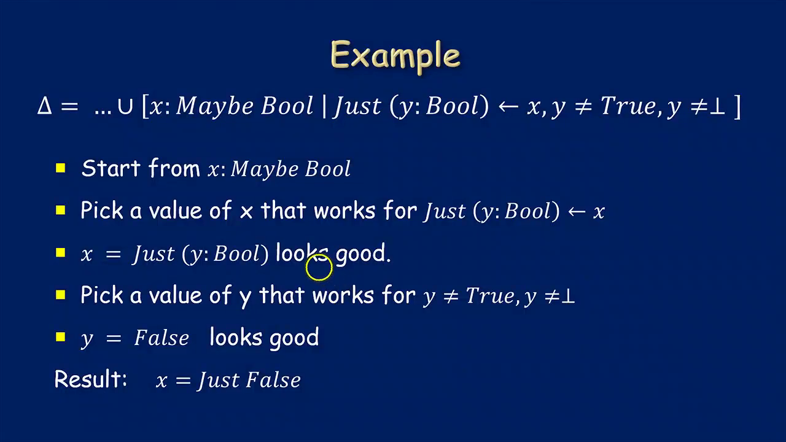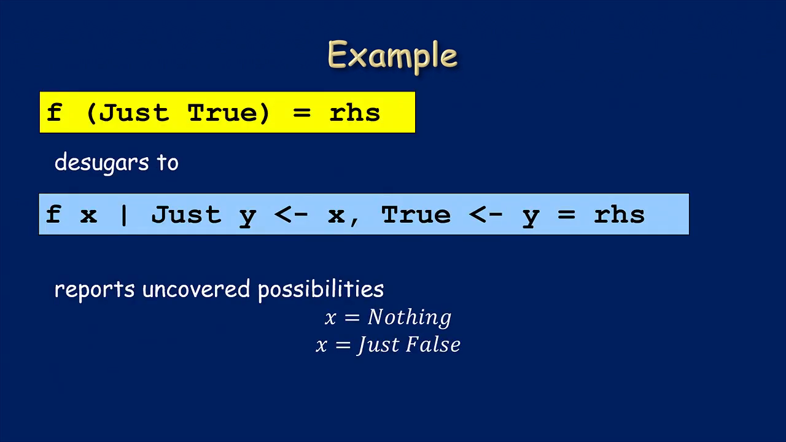This is a more complicated set. I start from here, pick a value of x that works for this. Well, just of something clearly works, and now I've got to find a value of y that works for the remaining guards. So I think you can see that by a sort of recursive process, I can cough up values, and I may end up saying there are no values. But in this case, I can say there are 2 values that fail to match, and this is a really helpful error message to give to the programmer.